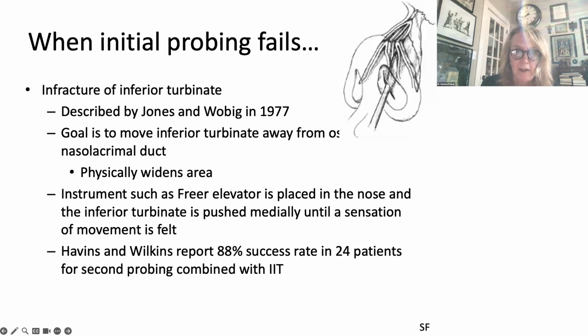So to do the infracture, a Freer elevator is a great instrument choice. It's flat. You place it in the nose against the nasal wall, and you just push the inferior turbinate away from the wall medially, and you feel this sensation of a little crushing or movement as it gives way. And Havens and Wilkins reported 88% success rate in 24 patients doing a second probing with the infracture of the inferior turbinate.